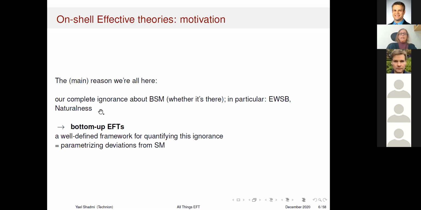So with this ignorance acknowledged, it's a very natural thing to turn to EFTs, and in particular bottom-up EFTs. And essentially what these provide is a well-defined framework for quantifying this ignorance. So essentially what we want to do is parameterize our deviations from the standard model.